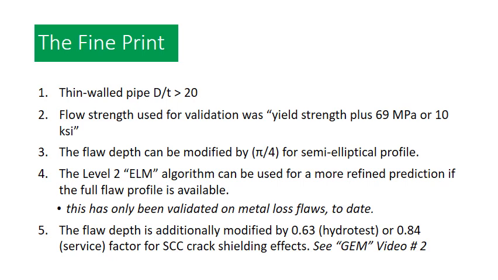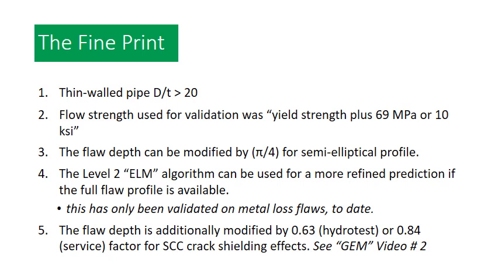The flow strength I've used for all of my validation work is the yield strength plus 69 megapascals or 10 KSI. I did not look at the various different flow strength definitions out there. Those of you that like to tinker with numbers might want to try that. The flaw depths that I'm using can be modified by pi over 4 to approximate a semi-elliptical profile. So I would do that for, say, a stress corrosion crack or a fatigue crack, which would very likely have a thumbnail type profile. I would also use the semi-elliptical profiles for generic localized metal loss in which I didn't have a full flaw profile.